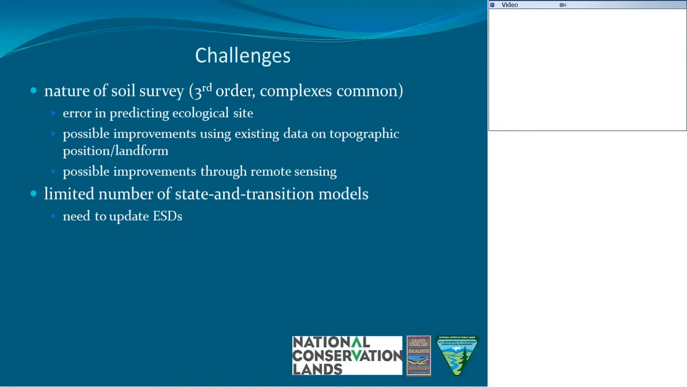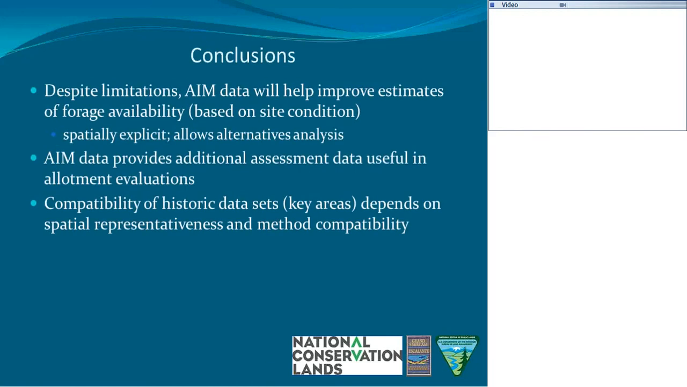The other problem that we were faced with is that we have a limited number of state and transition models to work with. So we see a very great need to update the ecological site descriptions that we have so that we have more state and transition models to support this, and other data reference sheets and other sorts of data on the different ecological sites.